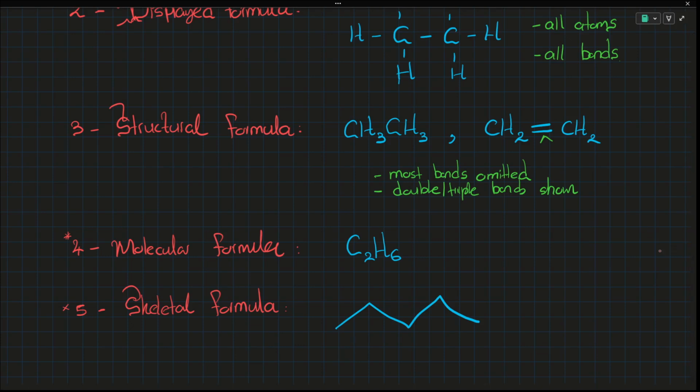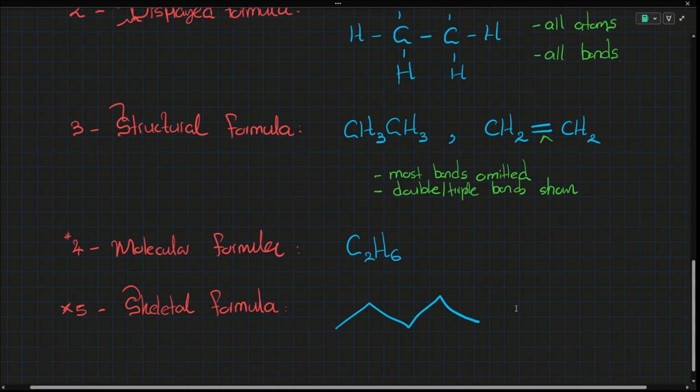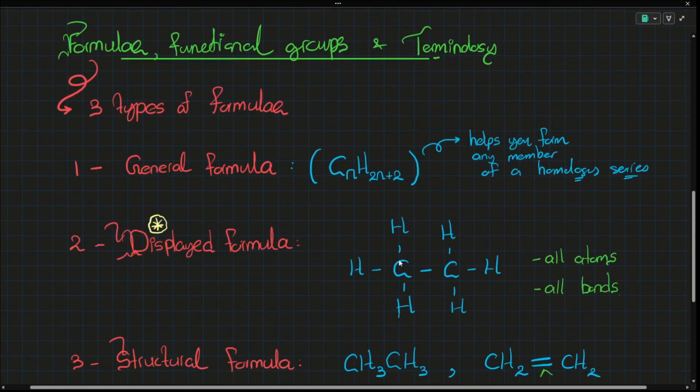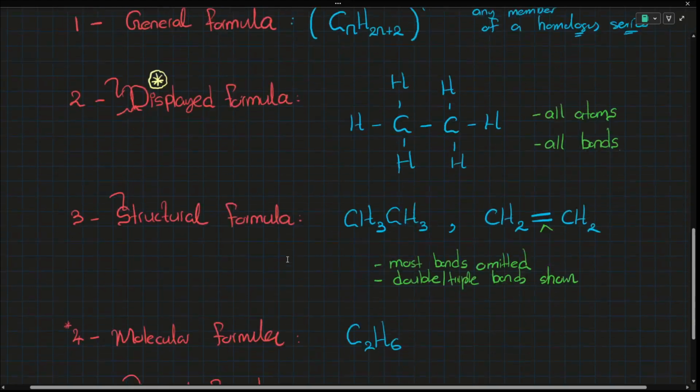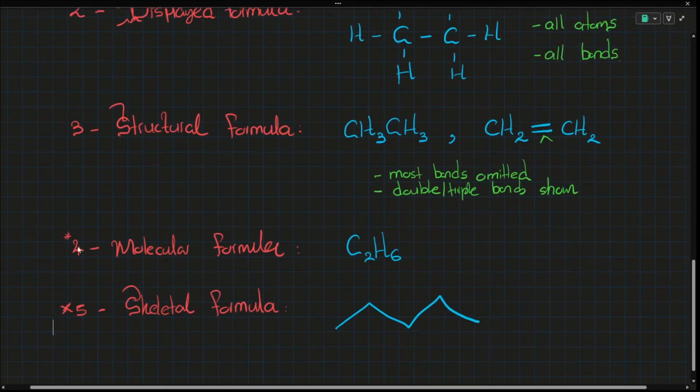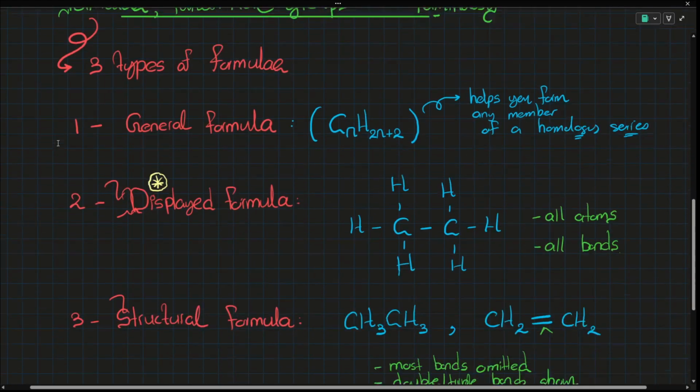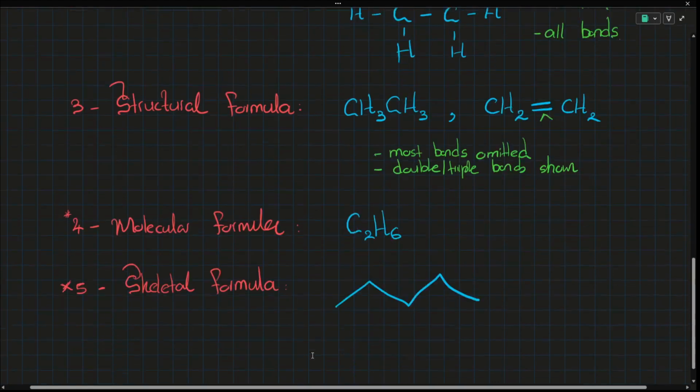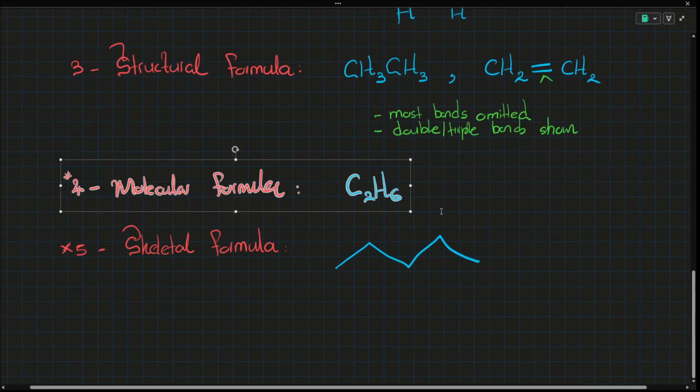Don't include this in your syllabus. There's no inclusion of this in your syllabus, but it's good to know because in AS and A2 levels, you will most certainly have this. Just a recap: general formula, displayed formula, and then structural formula. Molecular formula is just a fourth type. These are the main types that you have to know. Nothing beyond that, just a molecular formula. And then you have skeletal formula.